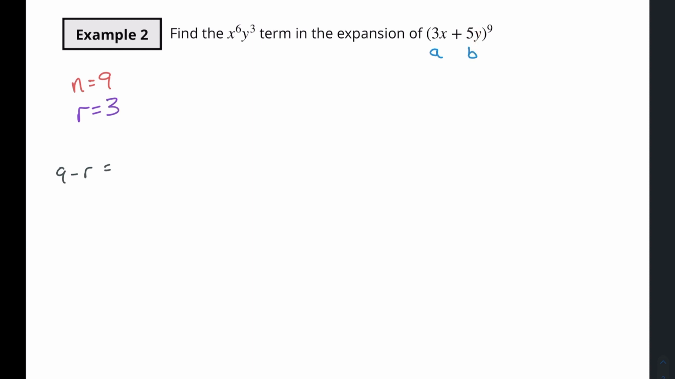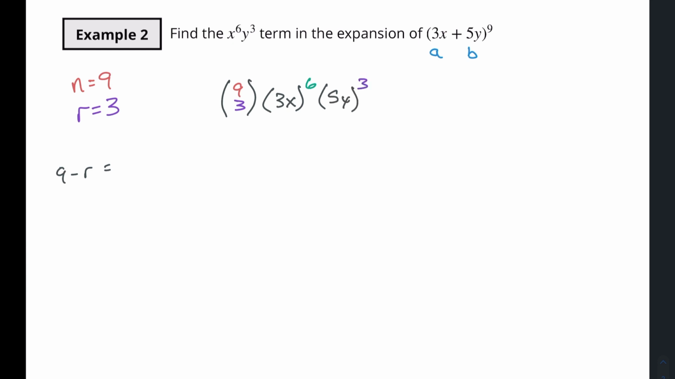So now we have our Pascal's coefficient. We know that's going to be 9 choose 3. And then we have our a term, which is 3x, and that's going to be to the 6th power. And then we have our last term, our 5y, and that's going to be to the 3rd power.